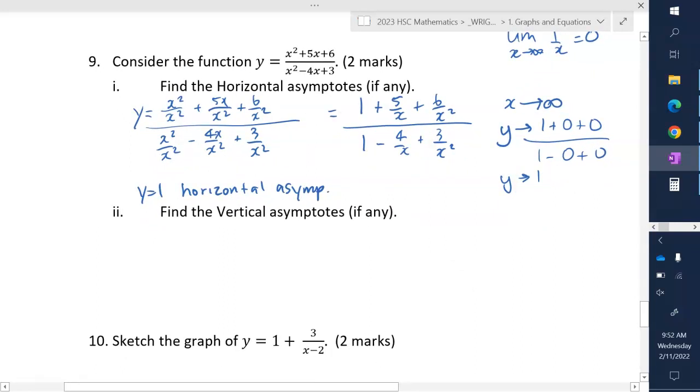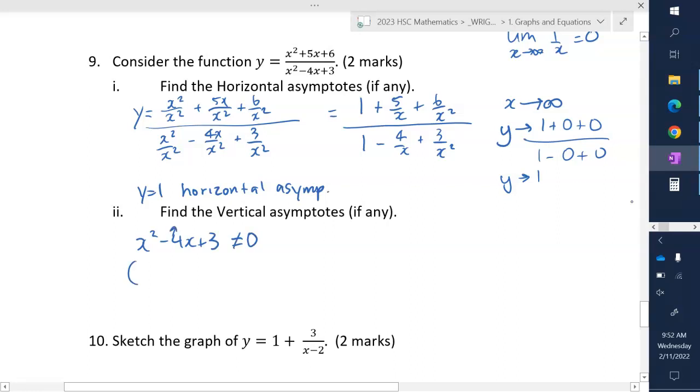Vertical asymptotes. Okay, these are the ones you looked at in year 11 and you might have looked at in year 10. We can't divide by 0. So our vertical asymptotes are x equal to something. So we need to look at where that bottom line can't equal 0. So x squared minus 4x plus 3 cannot equal 0. Let's factorize that bottom line.